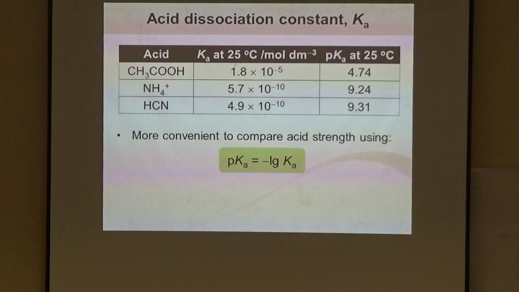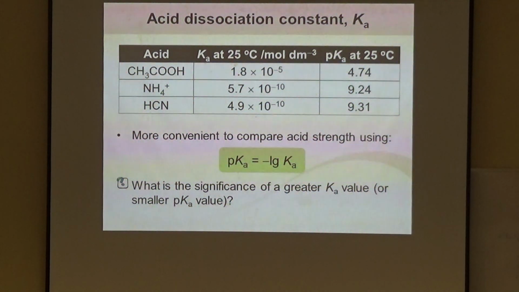Now, when we want to compare things, it can be inconvenient to compare very small numbers. For example, 1.8 times 10 to the power minus 5 compared to 4.9 times 10 to the power minus 10. Okay? So what they do is they take negative log of the Ka value, then they get the number pKa, which usually is expressed to 2 or 3 significant figures. And if you go online, you will be able to find all these values tabulated.